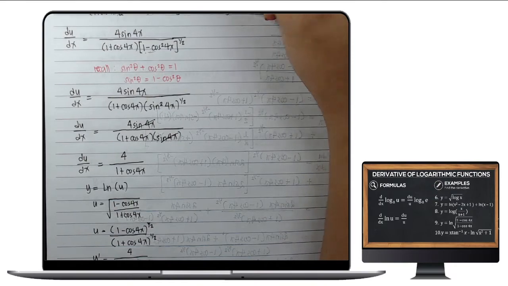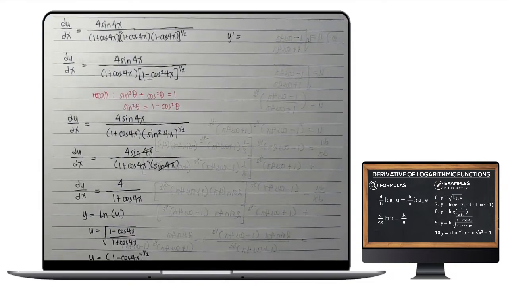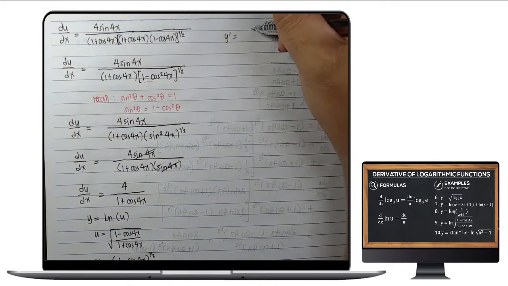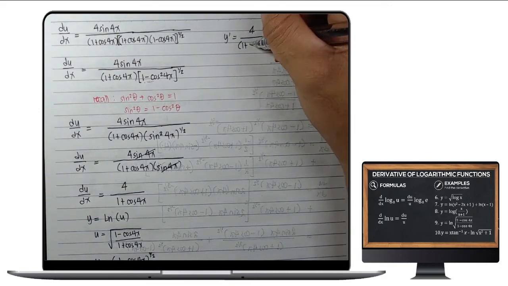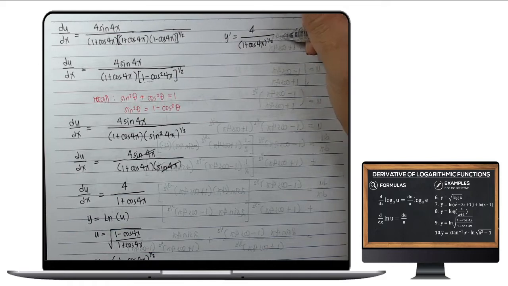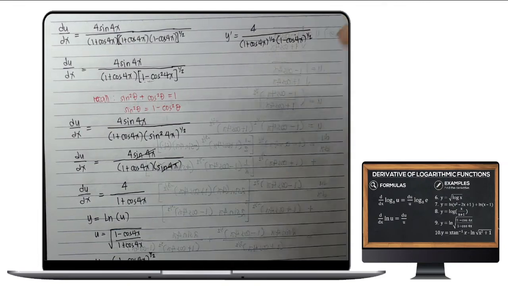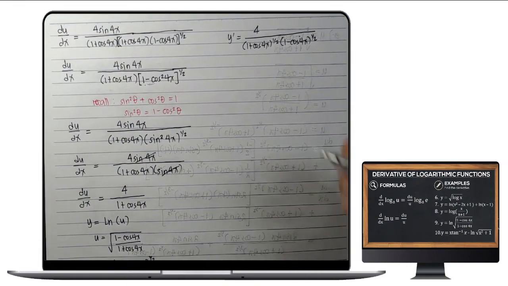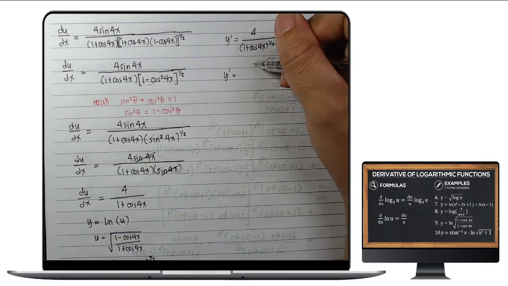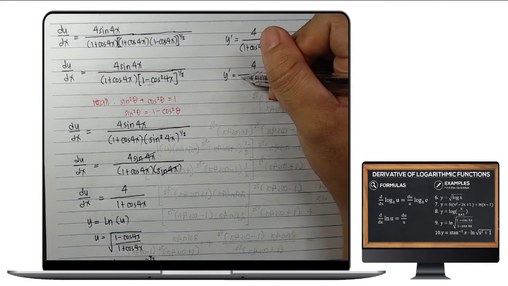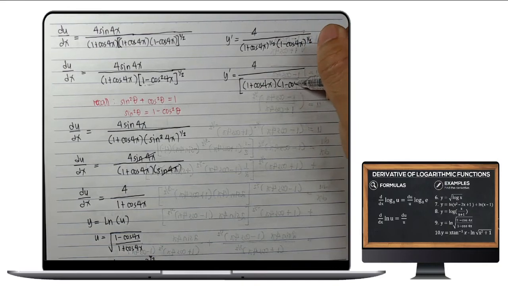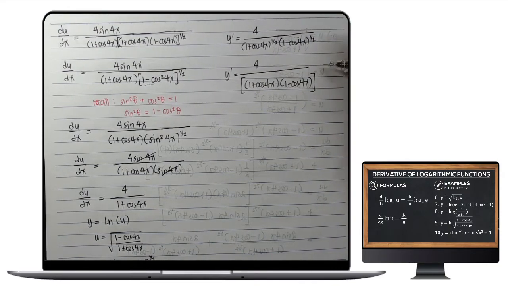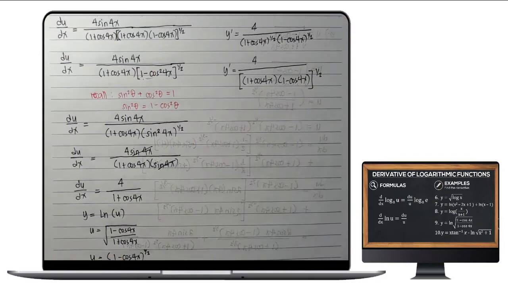So, our y prime. Lagay ko lang dito sa taas. Yung ating first derivative, or our y prime, is now equal to 4 all over 1 plus cosine 4x raised to 1 half multiplied by 1 minus cosine 4x raised to 1 half. And applying the same technique that we applied a while ago, y prime natin is 4 all over 1 plus cosine of 4x times 1 minus cosine of 4x. Then yung buo is raised to 1 half. So we can write it that way.